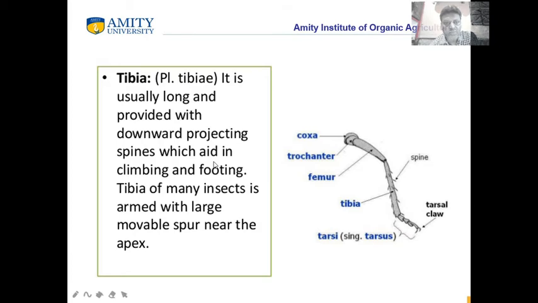Tibia. Tibia is a long, elongated, thin structure. There are many spines coming out of the tibia. You can see different spines on the tibia. These spines help in cleaning the body parts or catching the host or food materials. They have a role in collecting pollen grains as well as cleaning the body parts.